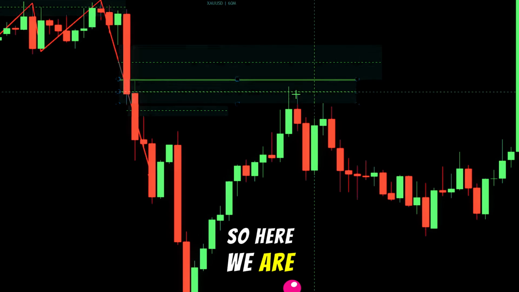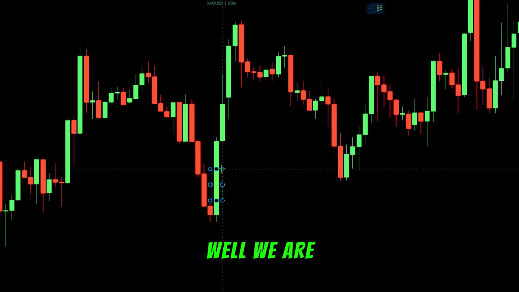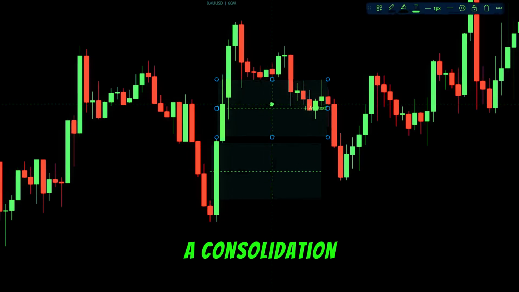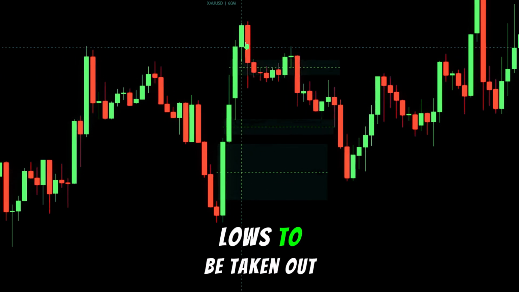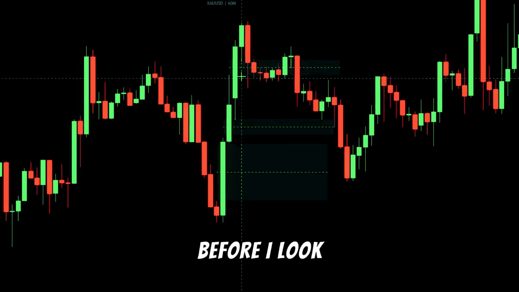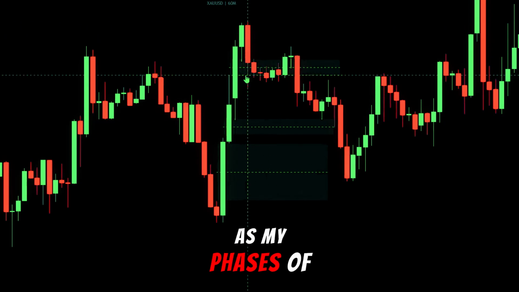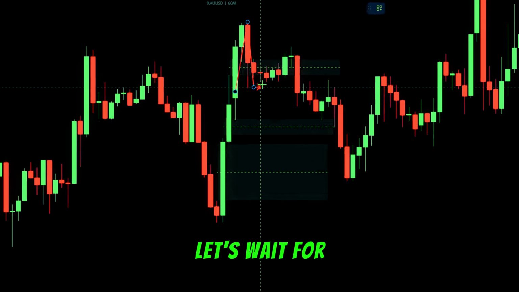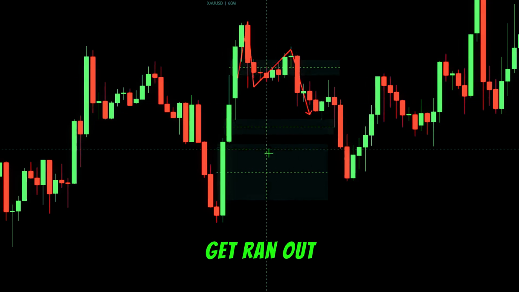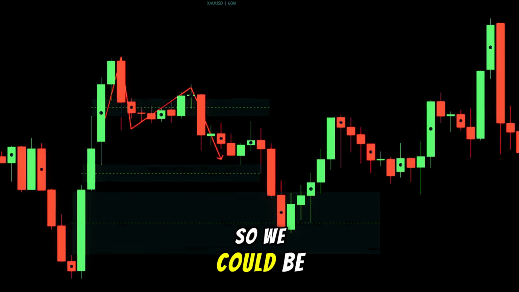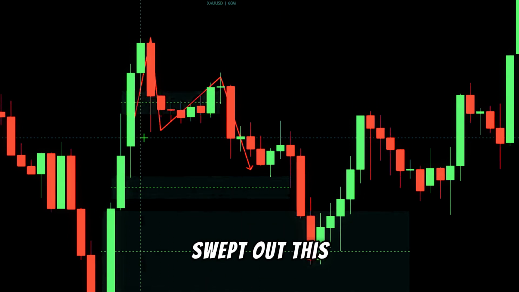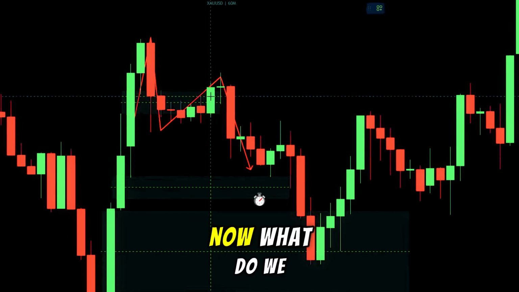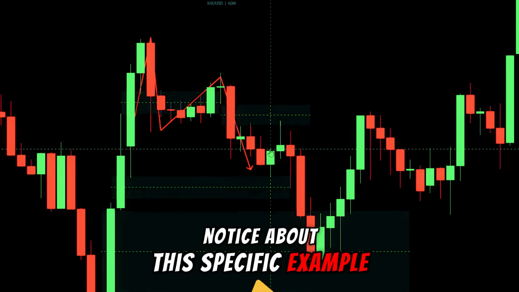So here we are in our next example. We are in a bearish move here in a consolidation. So I want to wait for the consolidation lows to be taken out before I look to trade to the highs. As my phases of price videos talk about, let's wait for these lows to get ran out. And there they get ran out. So we could be looking for an inversion to trade this higher as we have swept out this previous candle's low. Now what do we notice about this specific example?